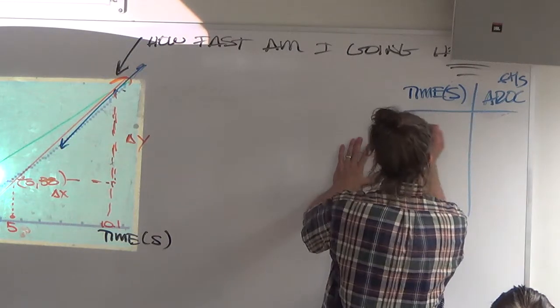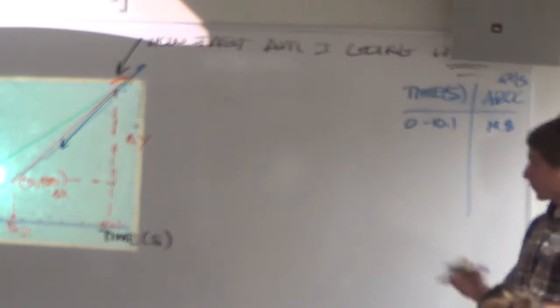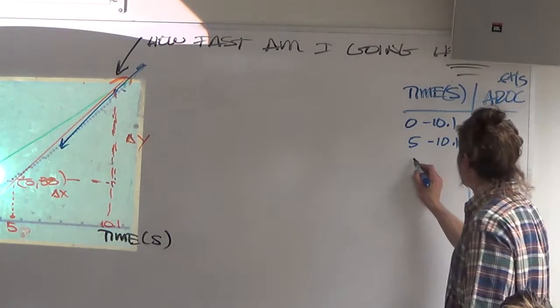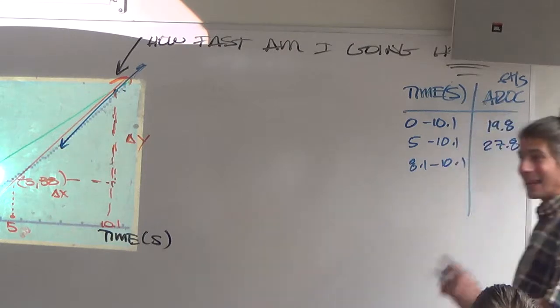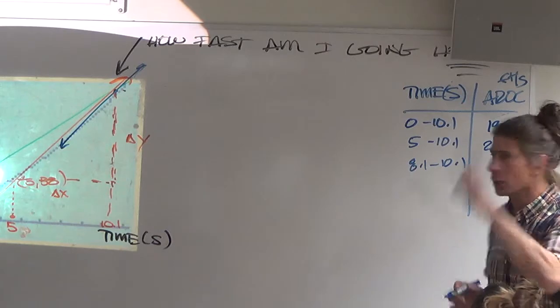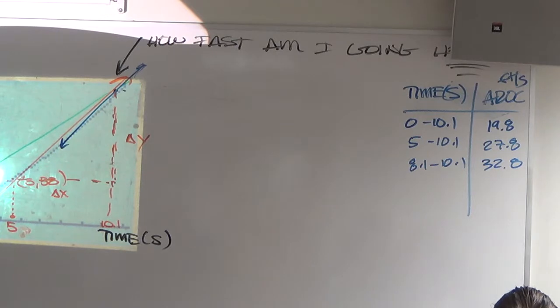So between 0 to 10.1 seconds, my average rate of change was 19.8 feet per second, yes? From 5 to 10.1 seconds, it was 27.8 feet per second. From 8.1 to 10.1, i.e. 2 seconds before I crossed 200 feet, it was now, what was it, 32.8 feet per second. Now look at the differences in the calculations. How far apart are these guys right here, ish? About 8? Yeah, actually almost exactly 8 if you ignore the rounding.